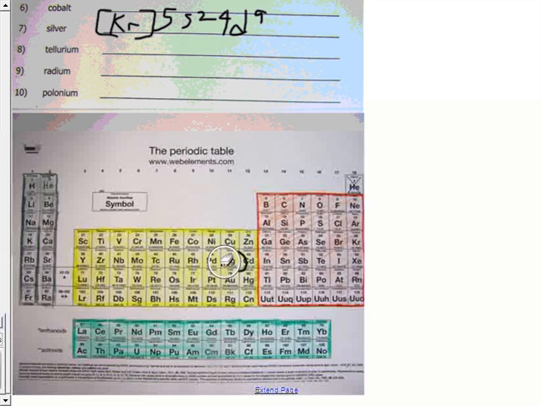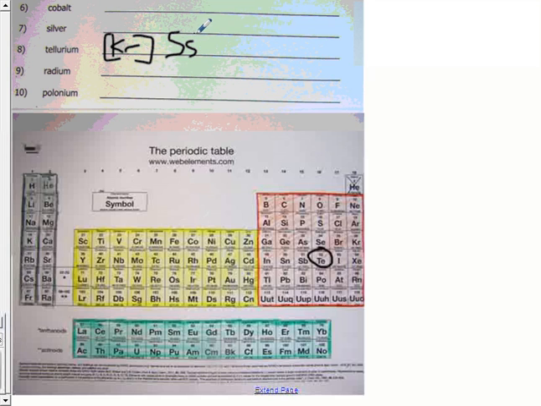All right, tellurium then is found right here. So for that one, the previous noble gas again is krypton. So we go over. This is going to be 5s2, 4d10, and 5p4. So that is tellurium.